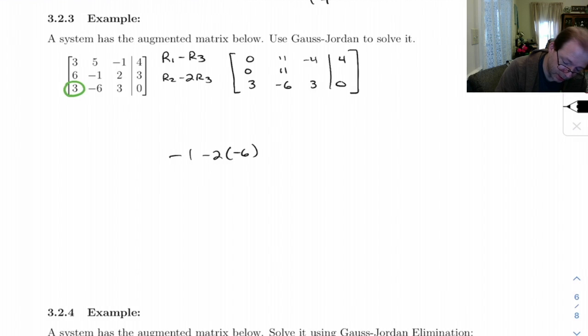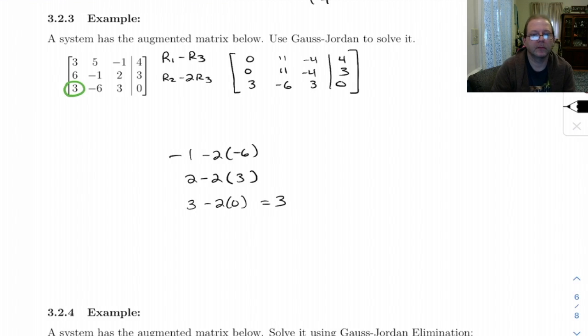And then 2 minus 2 times 3. So that's 2 minus 6, which is negative 4. And then finally 3 minus 2 times 0 is 3. All right.